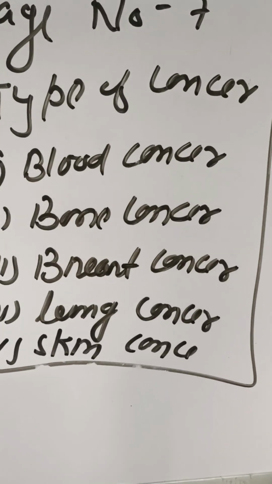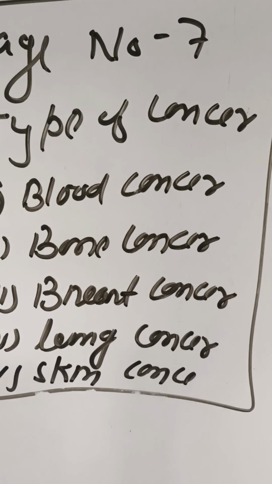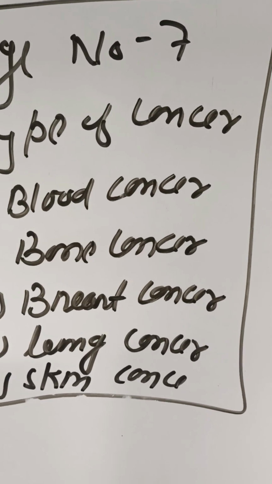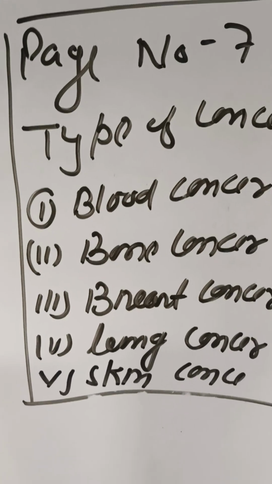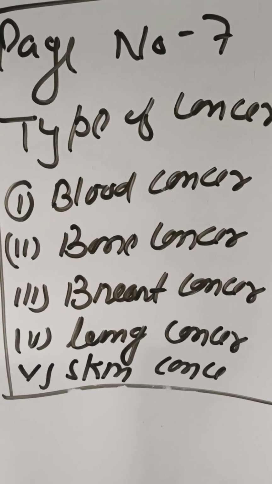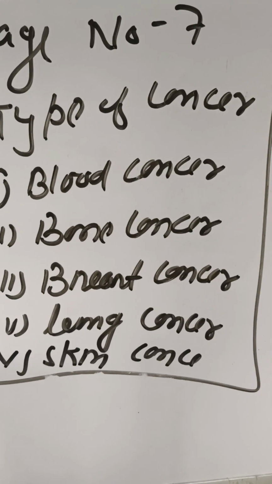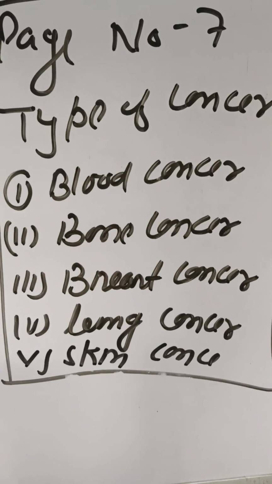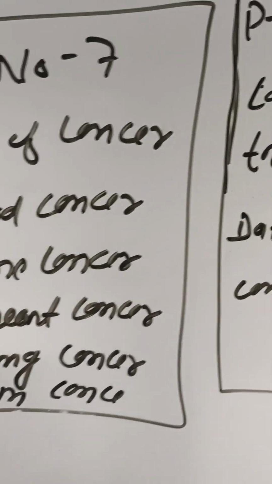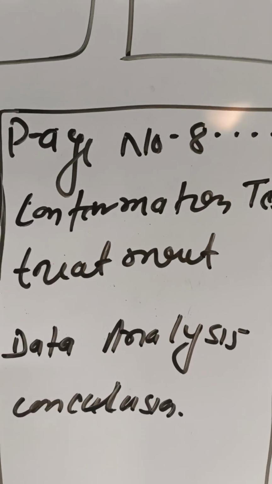After that, page number 7 will be the types of cancer, and here we take blood cancer, bone cancer, breast cancer, lung cancer, and skin cancer. There are 5 different topics or subdivisions of cancer, and you can explain each and every one in detail. And after that, page 8 to the last page.